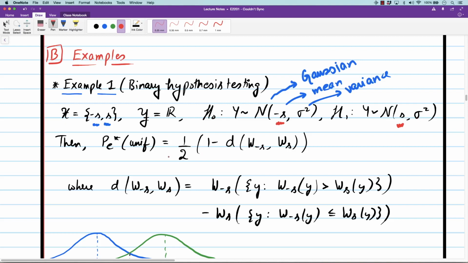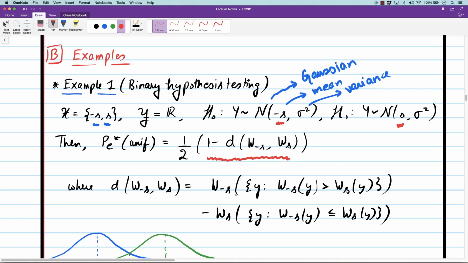So as we saw earlier, if we look at uniform prior and look at a Bayesian formulation where first x equal to minus s or s is selected with probability half each, and then you observe y from this distribution, in that formulation the minimum probability of error that you can have is half into 1 minus total variation distance, this quantity here. And this is the total variation distance between the distribution of y under minus s and the distribution of y under s. These are these two distributions.